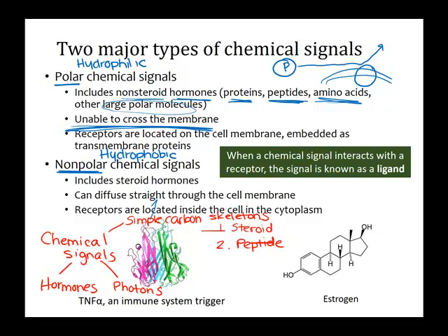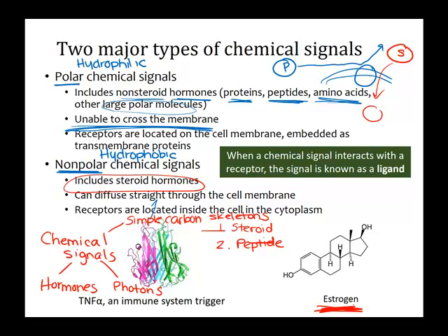Okay. So most of the time with nonpolar chemical signals, these are going to be steroid hormones. They are by far the most common. And these steroid hormones, let me draw a little S here, and other nonpolar chemical signals can go straight through the cell membrane. Remember, lipids can go straight through the cell membrane. Because of that, their receptors are located inside the cell. So right here is an example of a nonpolar chemical signal. In particular, it's a steroid hormone.